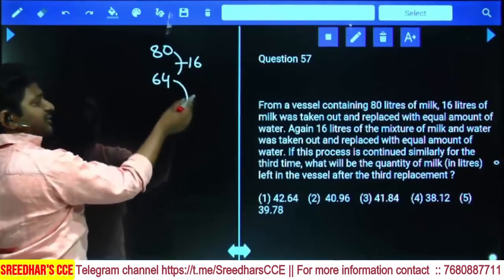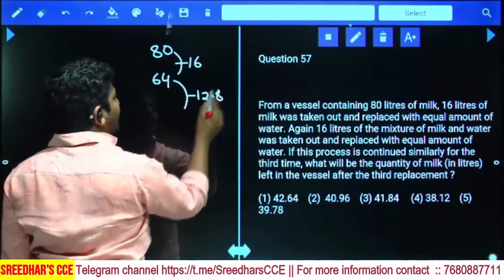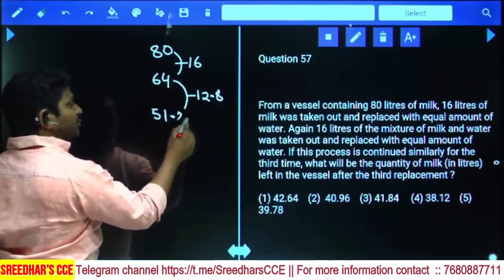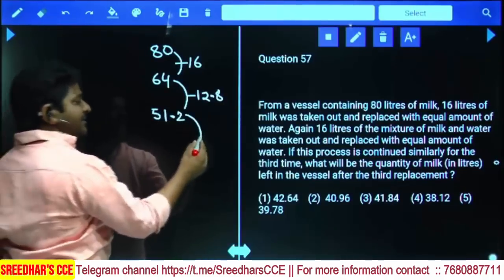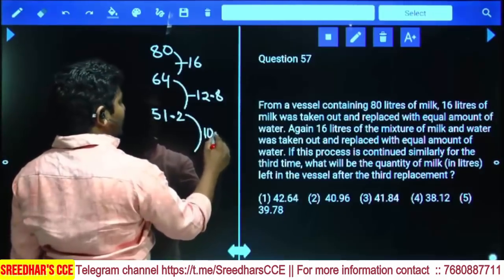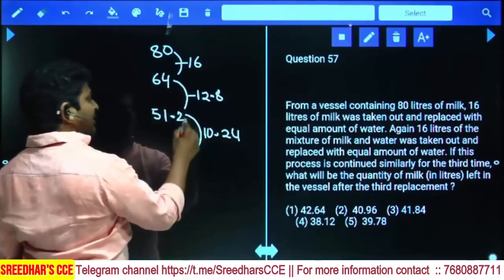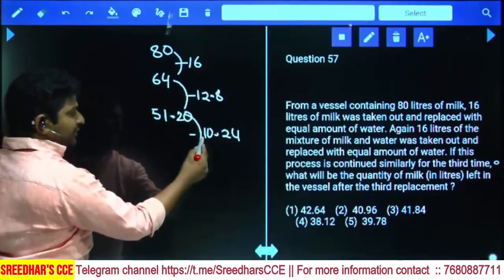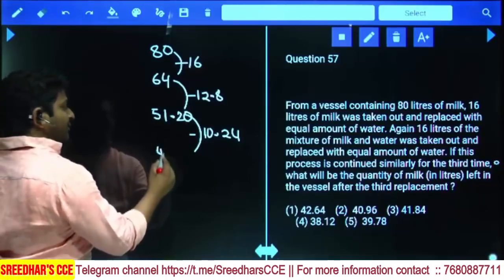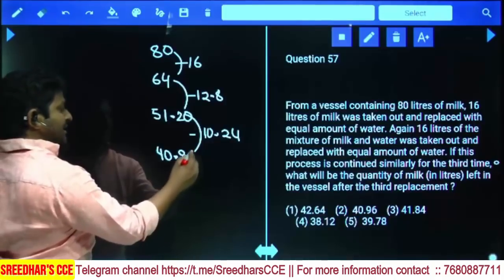Again, 20% should be taken out. That is equal to 12.8. When you subtract 12.8, we get 51.2. Again 20% is taken out, which is equal to 10.24. Now 51.20 minus 10.24 is equal to 40.96.